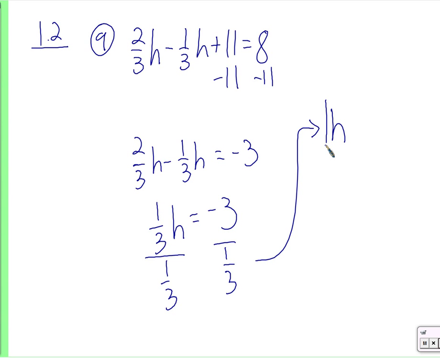One times h, that's nice. One times h is just h. So whatever we get on the other side must be what h is equal to. And then we have negative three divided by one third. How do we divide by a fraction? Oliver? You multiply the reciprocal. Okay, so to divide by one third, we multiply by the reciprocal, which looks like what? 3 over 1. What's 3 over 1?